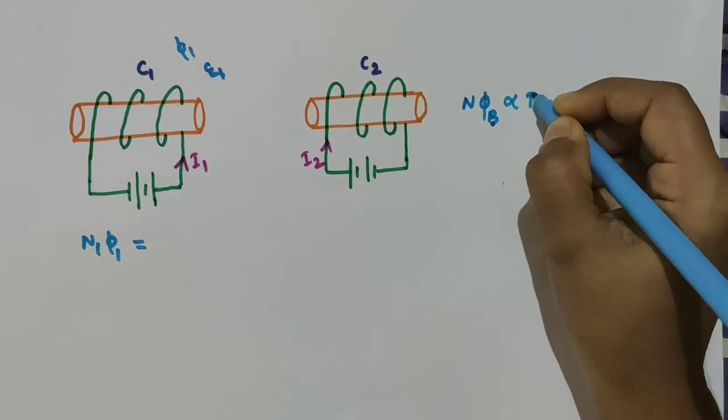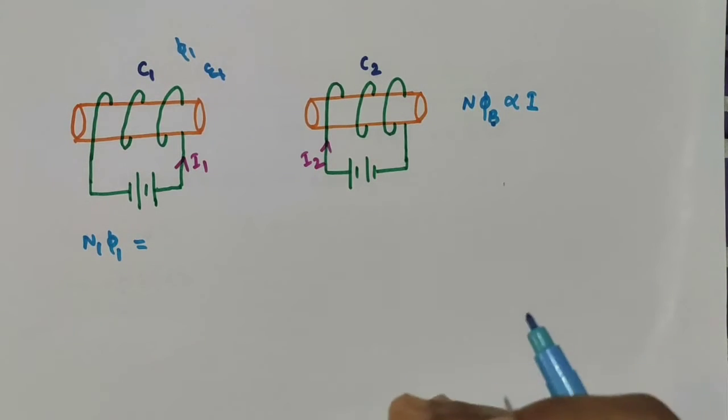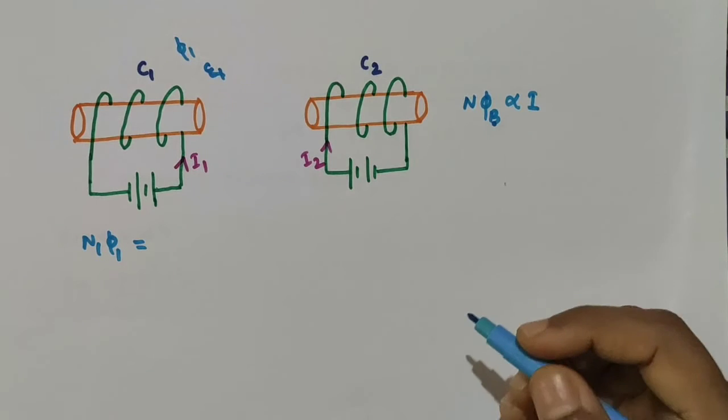It is actually proportional to the current flowing through the coil. We have discussed flux linkage. If you haven't watched that class, please watch the video. I will provide that link in the description box. So flux linkage N phi B is actually proportional to I.